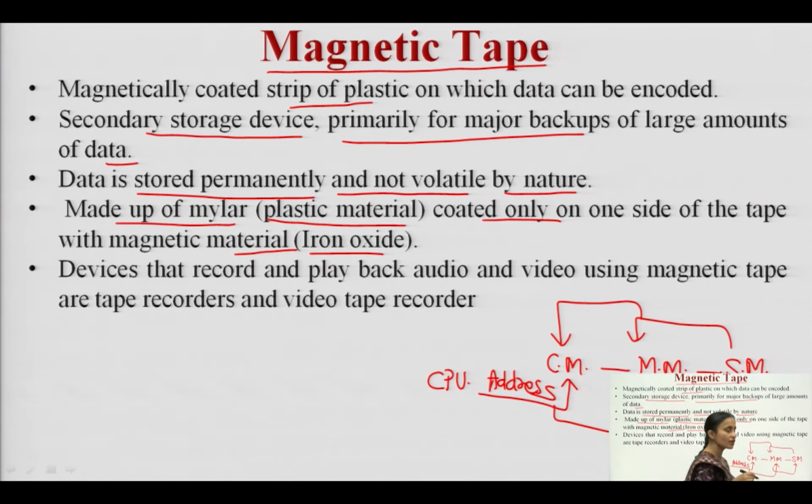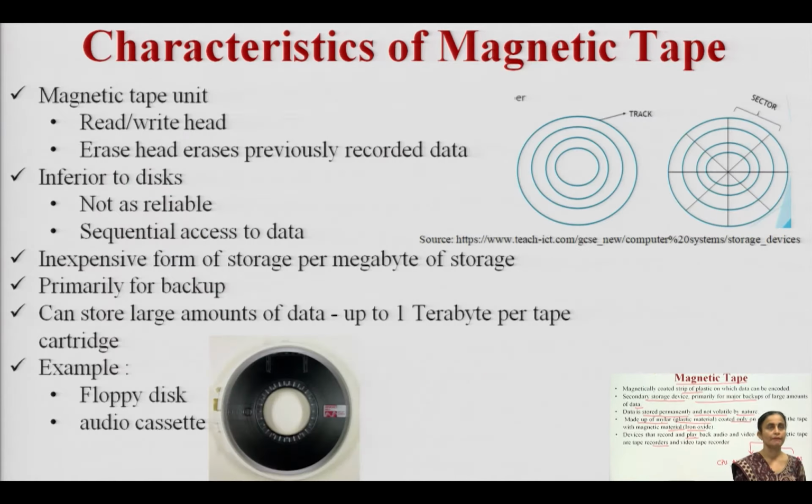So, wherever there is the coating of iron oxide, it will get oxidized and the data will be read or written in the form of zeros and ones. The devices that record and play back audio and video using magnetic tape are tape recorders or video tape recorders. They are examples of storing data on magnetic tape.